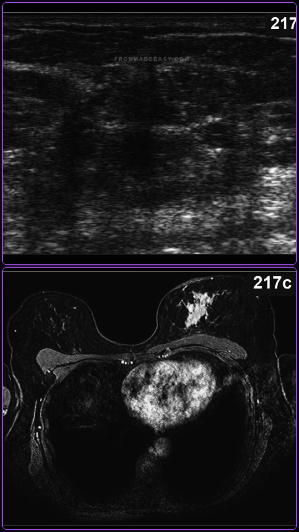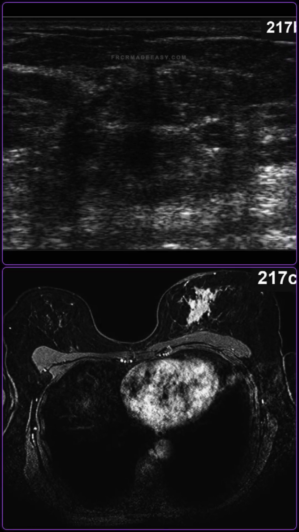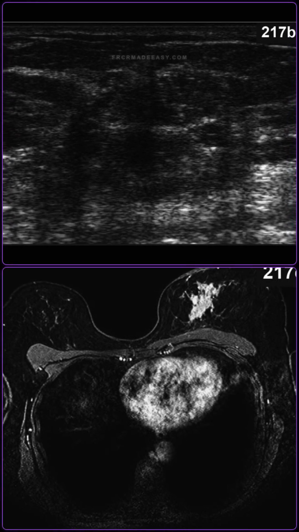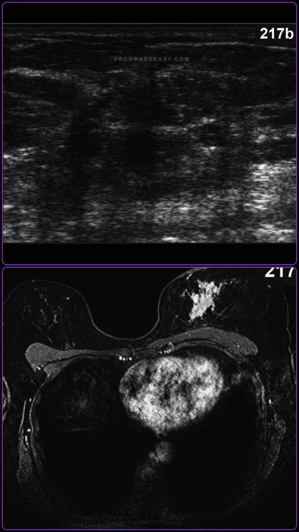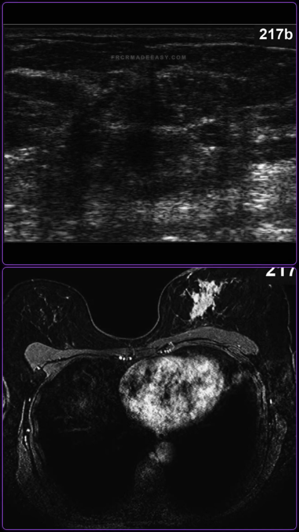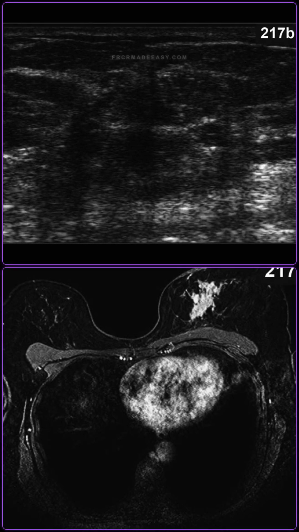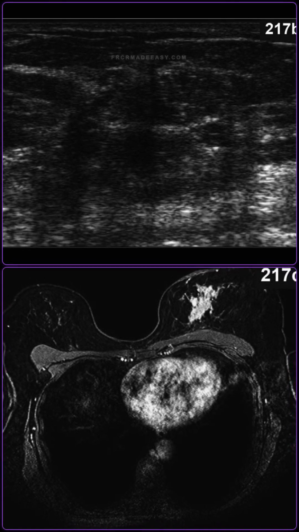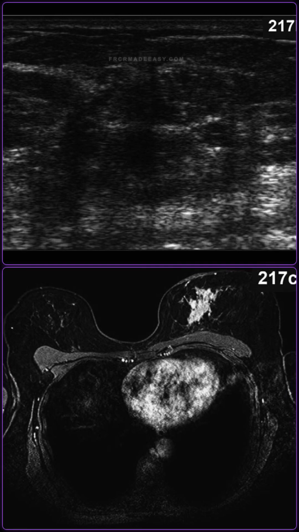I am now showing you the targeted ultrasound and contrast-enhanced MRI of the left breast. Describe the findings and state your primary diagnosis. Well, the targeted ultrasound image of the upper inner left breast demonstrates an ill-defined area of architectural distortion. This area exhibits indistinct margins and marked posterior acoustic shadowing.